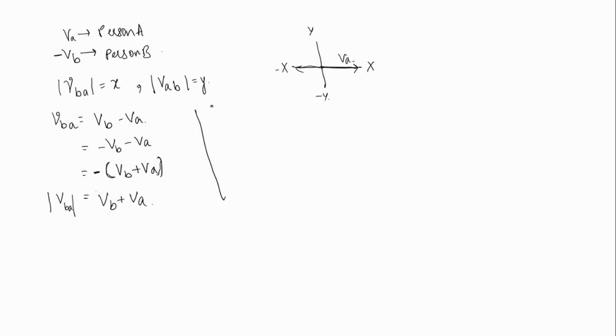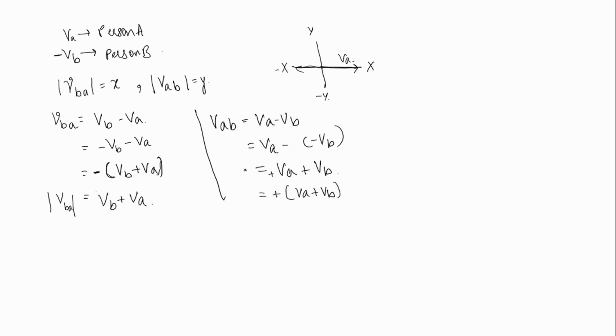Now we'll calculate the velocity of person A with respect to B. This is VA minus VB. So VA minus of minus VB, because VB is moving in the opposite direction. So this is VA plus VB. From this we are given that this is in the positive direction, so we can write plus VA plus VB. If you take plus common, it is VA plus VB.